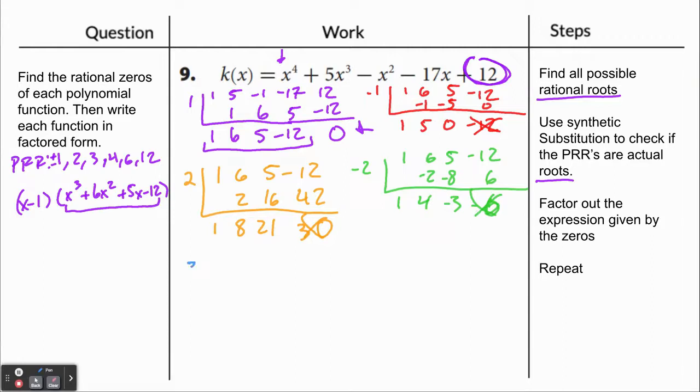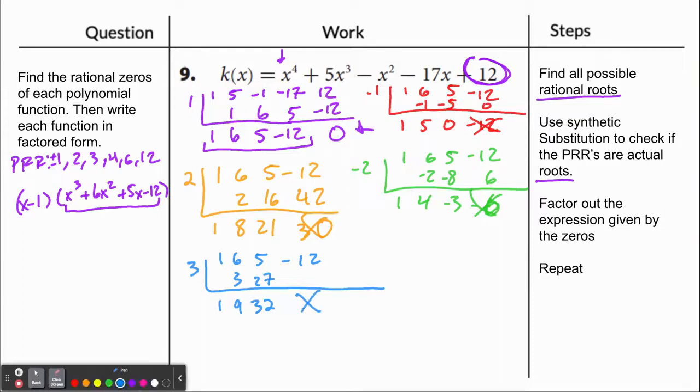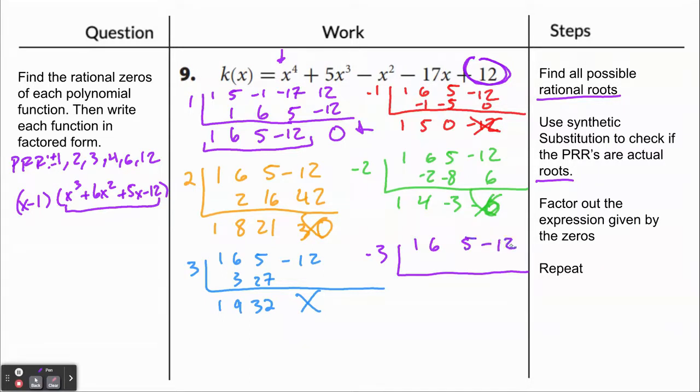Now let's try 3. 1, 6, 5, -12. Bring down the 1. Multiply. Add. Multiply. Add. Oh no, this is not helping either. Okay, a big number is not going to help us. Let's try -3. I'm feeling good about this one, people. 1, 6, 5, and -12. Okay, bring down the 1. -3 times 1 is -3. Add to get 3. -3 times 3 is -9. Add to get -4. -3 times -4 is 12. Add together to get 0.